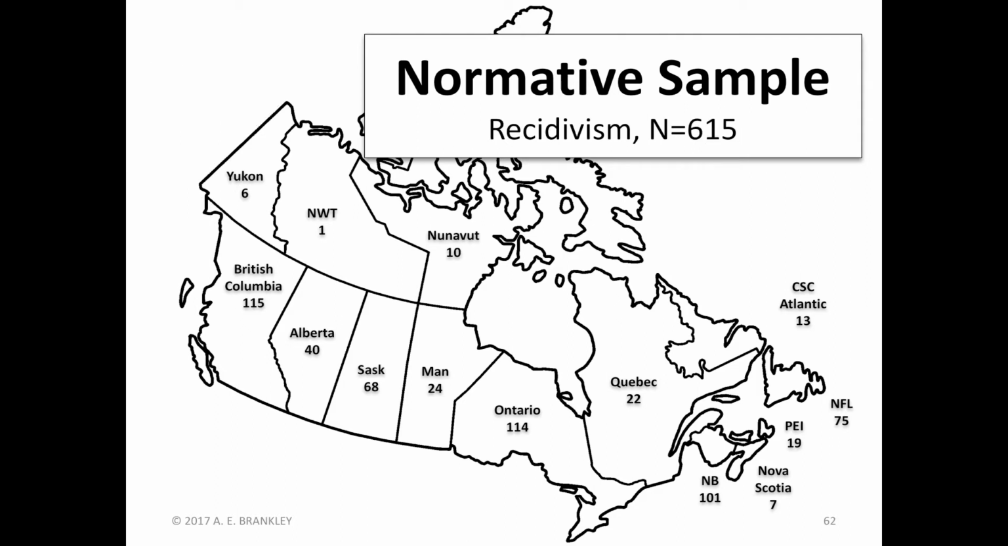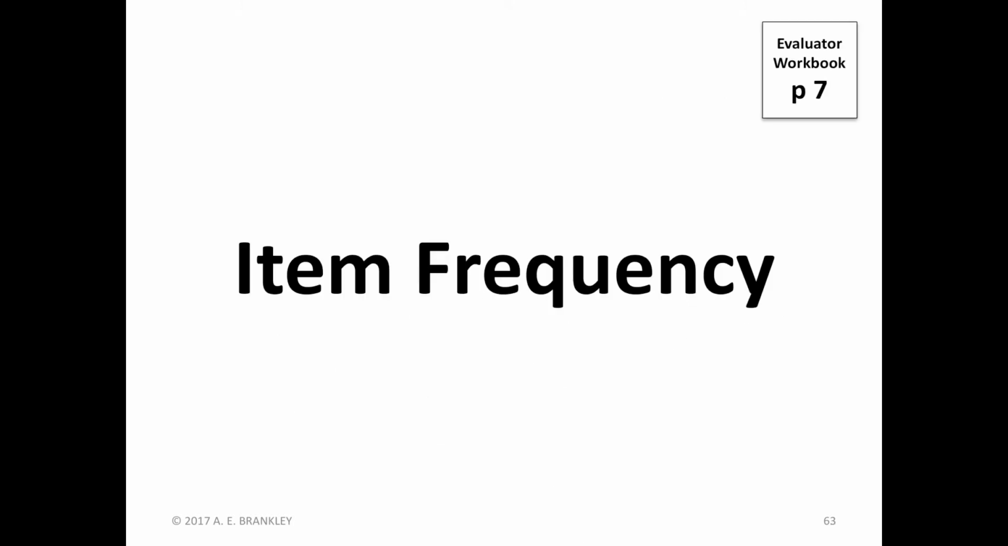This second slide is exactly the same as the first, except it only has the regions that contributed to the recidivism estimates. This does not include the 2 American states or the new BC sample, and this is the same sample used in previous editions of the workbook. So let's move on to the updated item frequency data.